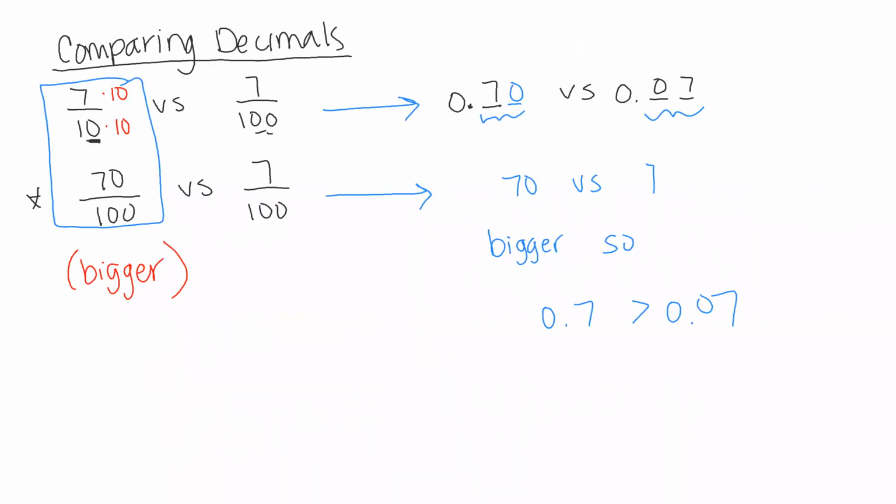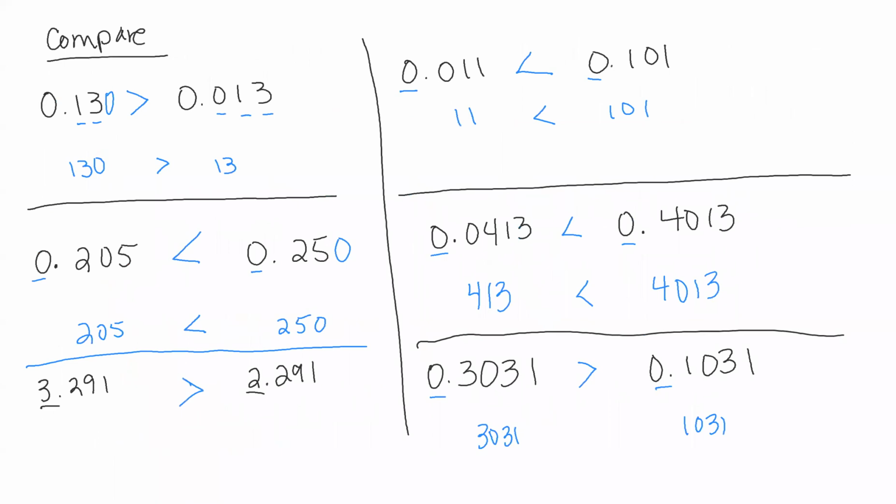Let's see, we talked about comparing decimals. We looked at how we would compare fractions, and then we converted that to decimals and figured out that really, as long as you have the same number of decimal places, you just compare as if the numbers were whole numbers. So we did several examples of that.